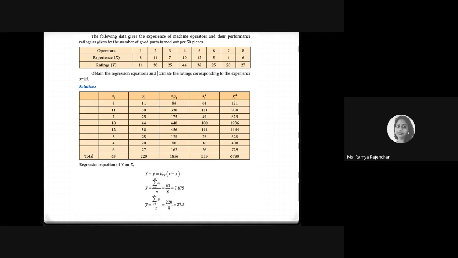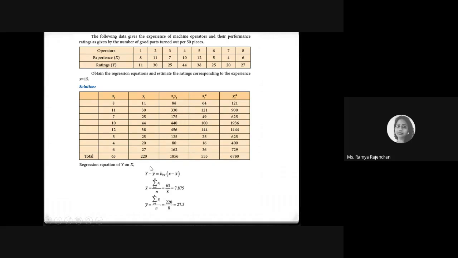First we have to obtain the regression equation. So we have to compute the regression equation, and then we have to estimate the ratings. Here we have experience as the x variable and ratings as the y variable. So we're trying to compute the regression equation, the regression equation of y on x.